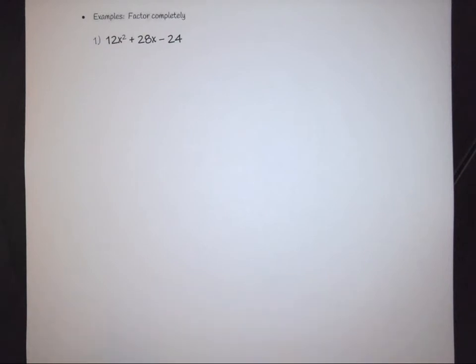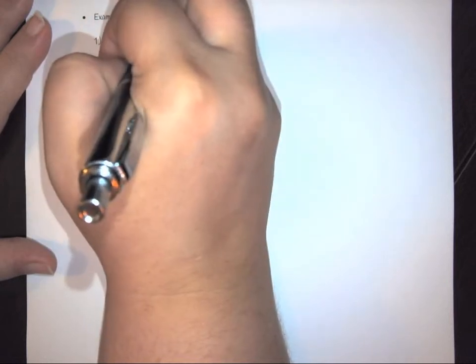So in this first example, notice I have 12x squared plus 28x minus 24. All methods start by looking at your problem and identifying if you have a GCF that you can pull out. Well, in this case you do. Your GCF here is going to be 4.